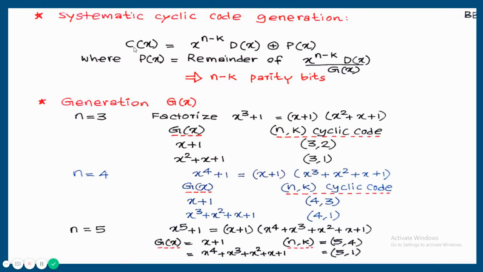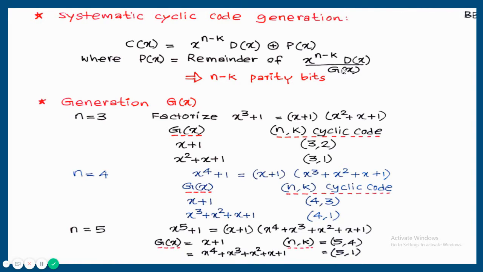I'll repeat again. C of x is equal to x raised to n minus k into d of x. So the first step is that data should be converted into polynomial format, and that polynomial is multiplied with x raised to n minus k, where n minus k is the number of parity bits. So we'll get a product. That product is divided by the generator polynomial. Whatever remainder we get, that remainder is p of x. So the product plus remainder is the code polynomial.